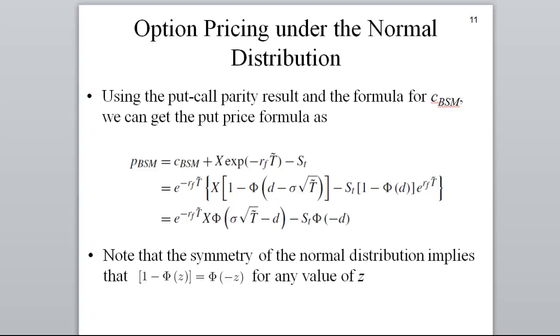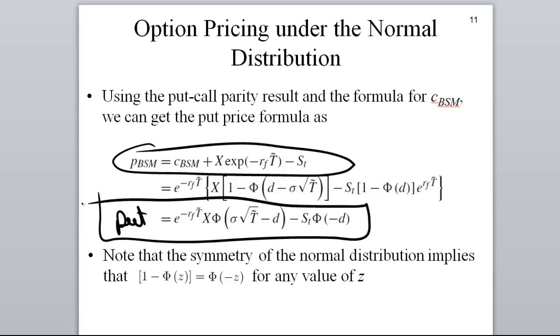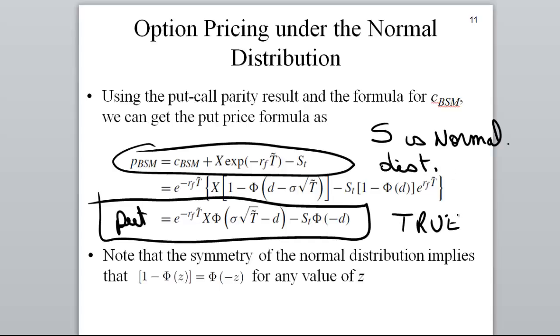Using put-call parity, you can back out what the put price would be. Here we apply put-call parity, and then the put price under the Black-Scholes-Merton is going to be this formula. The main assumption that we have on the Black-Scholes-Merton is that the underlying, that means the S, is normally distributed. Now the question is, is this true? And the answer at this stage of the course is that no, it's not true.